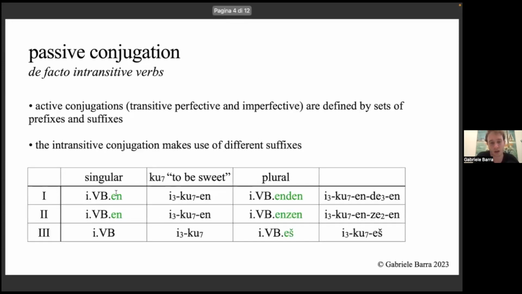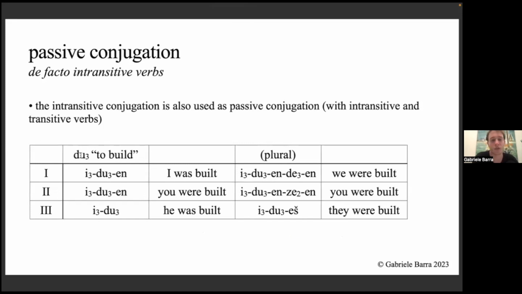And so here it is. So N, nothing for the third person. Enden, esh. Pretty straightforward. And yeah, so here I have them with the verb du3, to build. So e-du-n, I was built. Same thing with the second person. Third person, e-du, he was built, or she was built. No difference. E-du-enden, enzen, and esh. They were built, you were built, we were built.